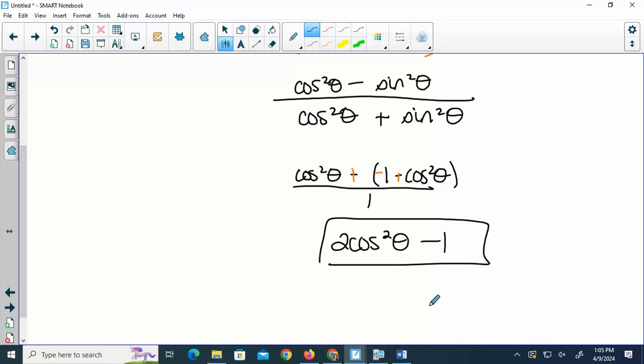Or if you had gone into the cosine 2 theta, you would write cosine 2 theta and then use the other cosine 2 theta formula, which was this.